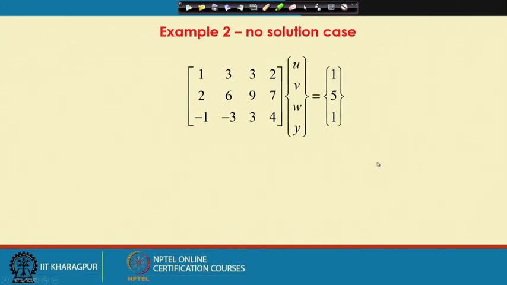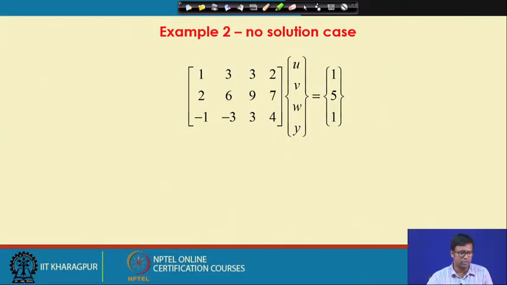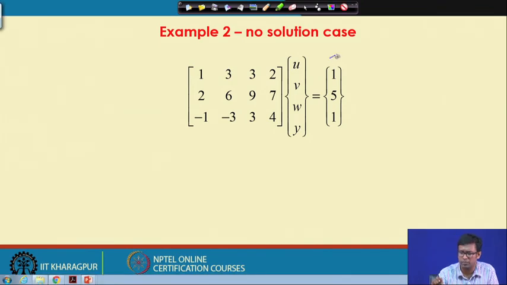In example 2, we will see a case where there is no solution. No solution, in the sense that this equation has been formed in a way that this column b cannot be found by combining any of the columns C1, C2, C3, C4, or b does not belong to the column space of A. Therefore, there should not be any solution, but we will follow the same steps.